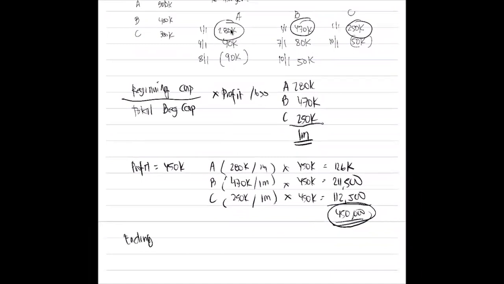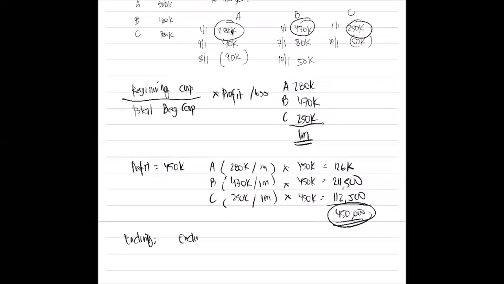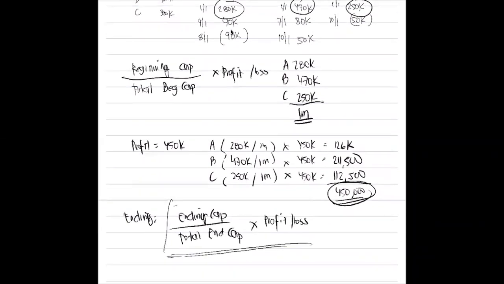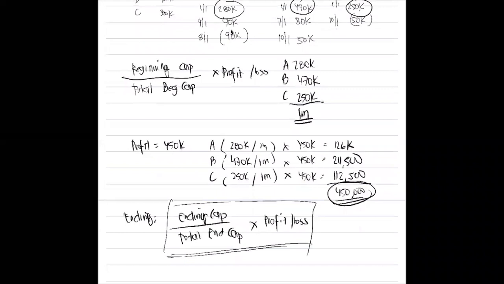For ending, sa inyo na to, kayang-kaya nyo to. Kunin nyo lang yung ending capital. You divide it to your total ending capital multiplied by your profit or loss. Ganyan yung gagawin ninyo. Na-compute na natin yung ending capital, so you just need to allocate it. Okay? So, I think we need to end our session in this particular topic.